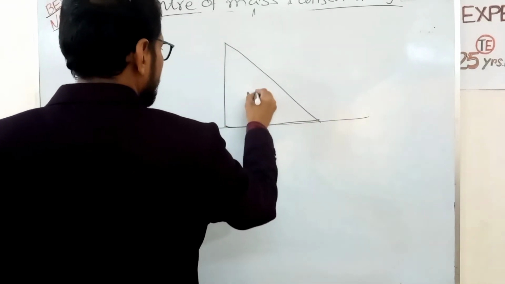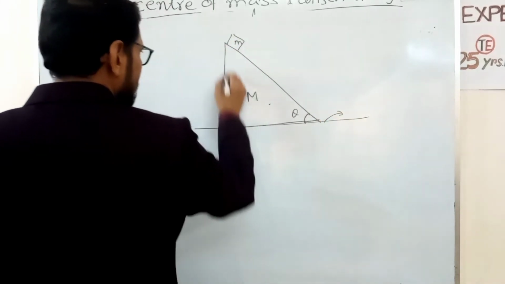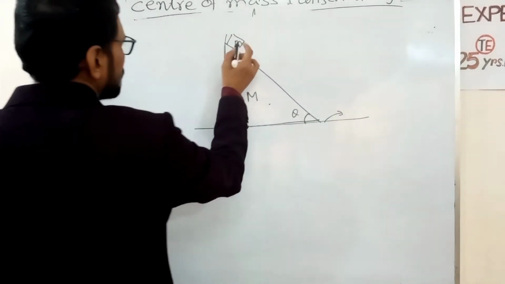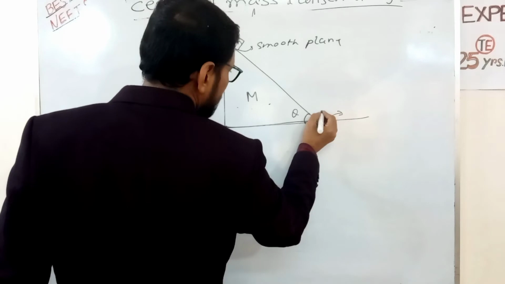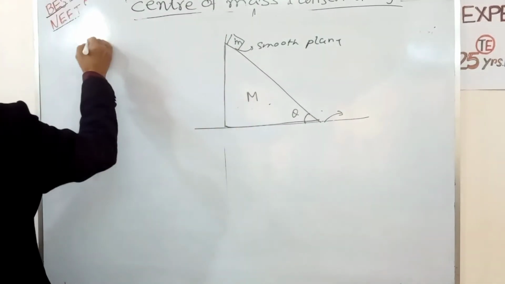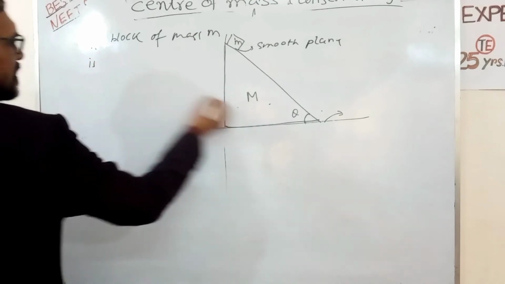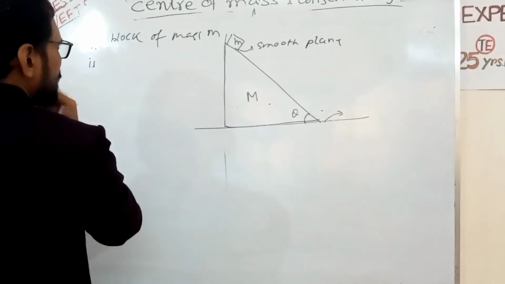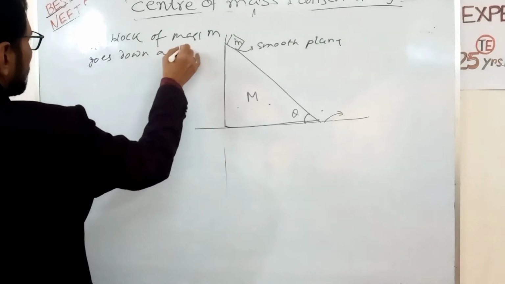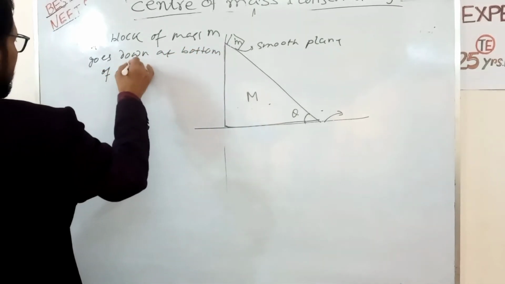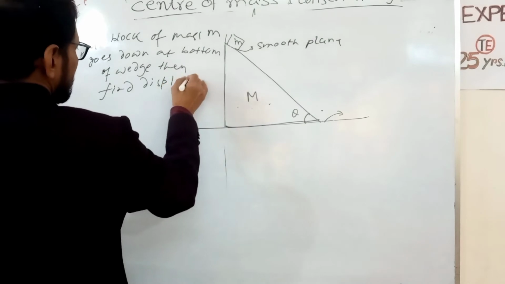suppose this is a wedge shaped body placed on a smooth ground, and here a block of mass m is present, and this angle is theta. This is the position. Now, this is a smooth plane, when this block slides along this smooth plane and comes to this position, what is the displacement of this wedge? This is the question. When the block of mass m goes down to the bottom of the wedge, find the displacement of the wedge.